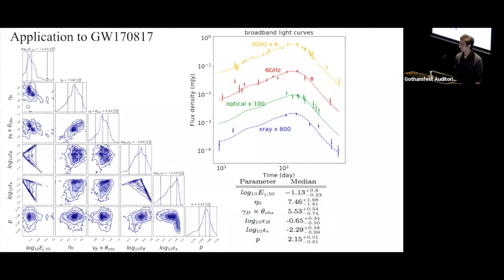Any questions? I was just going to ask, what are those parameters physically? Actually, all of them. I'm not familiar with this particular model.